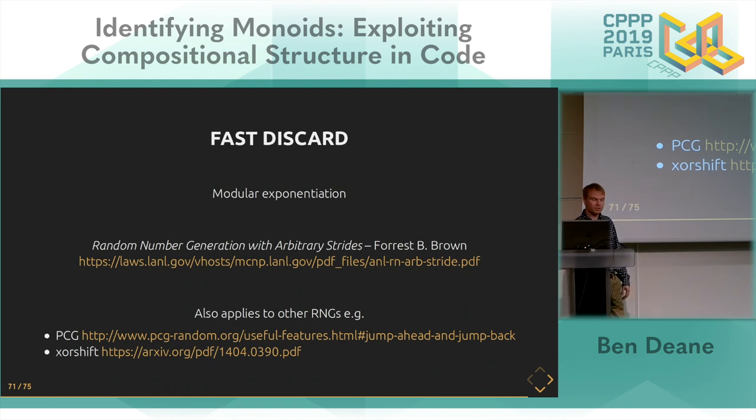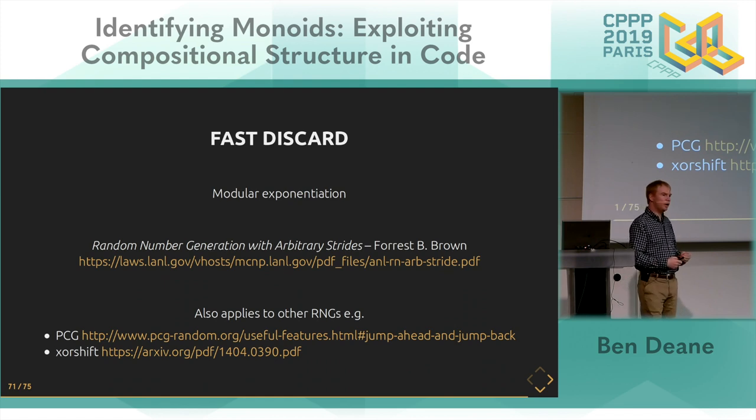Here is random number generation with arbitrary strides, which is one of the papers that I looked at. And I'm sure Marshall has notes on these. Some pseudo-random number generators can actually run backwards as well as forwards. And it's not just linear congruential ones that are susceptible to this kind of approach. XOR shift and PCG both can do this as well.